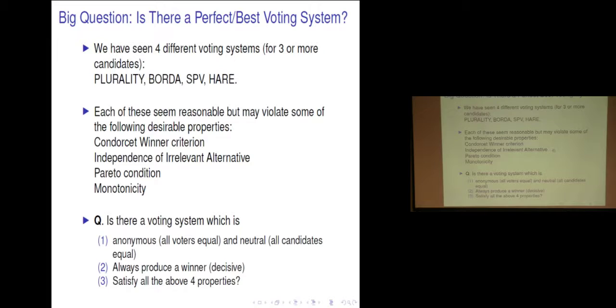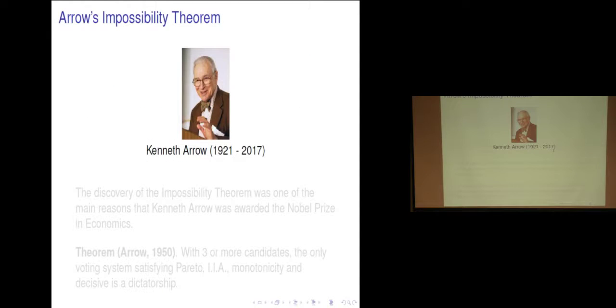So is there a voting system which has the properties we prefer? Anonymous, neutral, and decisive, always producing a winner, as we encountered in the two-person election, and satisfying the four properties: Condorcet, IIA, Pareto, monotone. Right. So is there a best system? Is there an ideal system? Okay. So is the question clear? Now the answer turns out to be no.